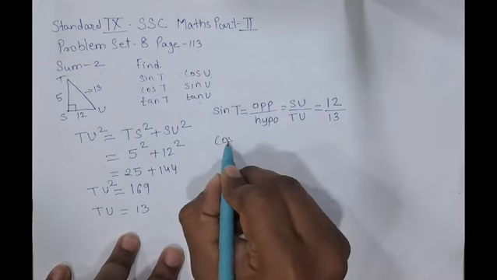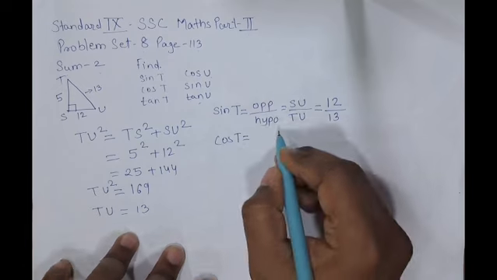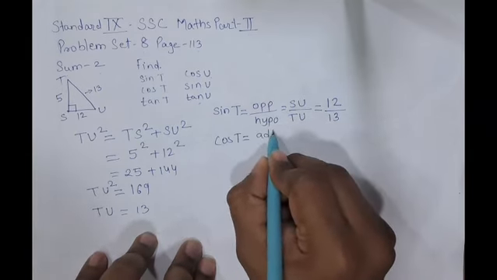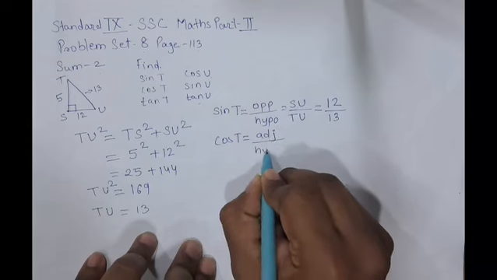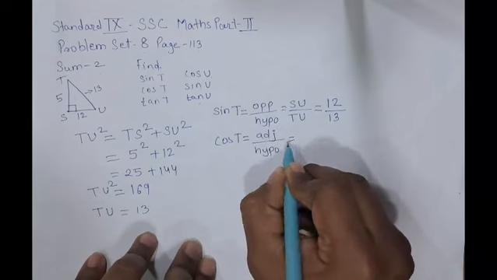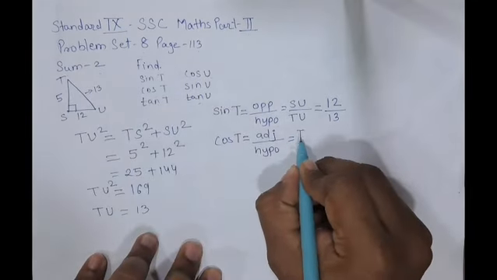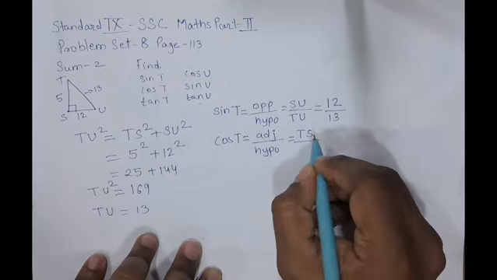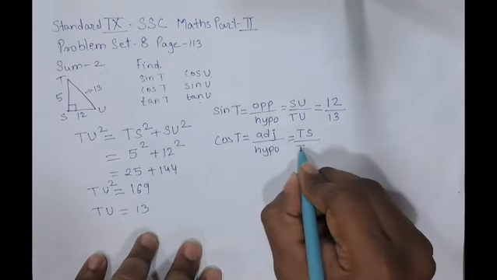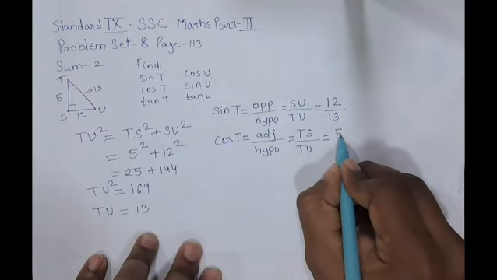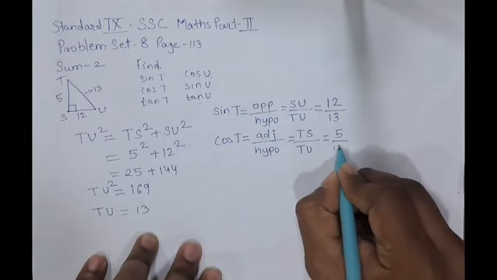Similarly, cos t, the definition of cos is adjacent side upon hypotenuse. With respect to t, the adjacent side is PS and the hypotenuse is PU. So PS is 5 and PU is 13, so cos t is 5 upon 13.